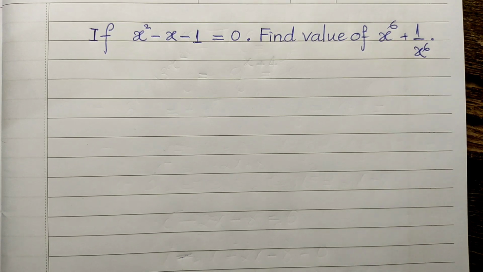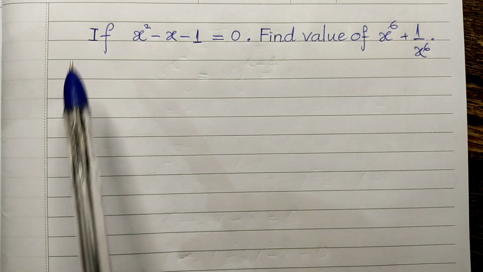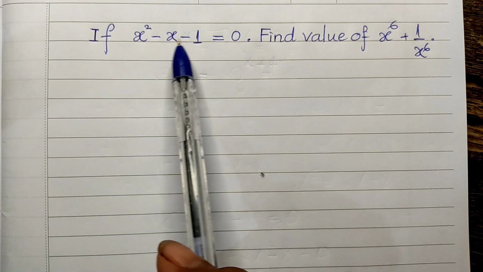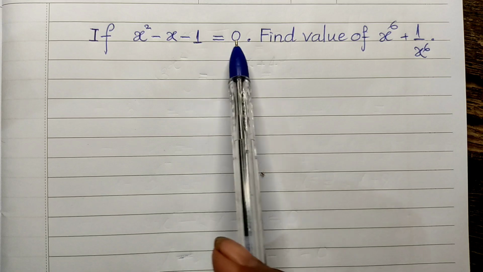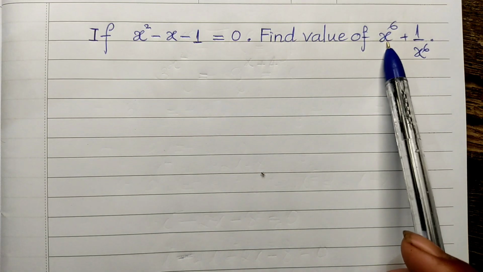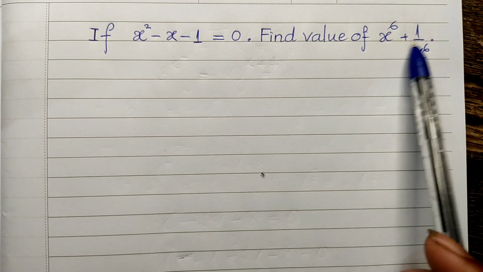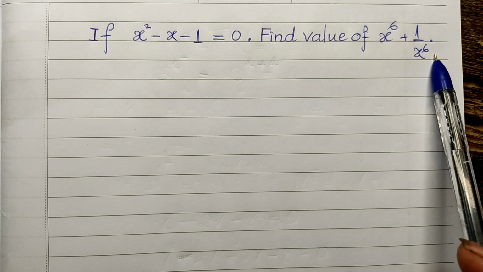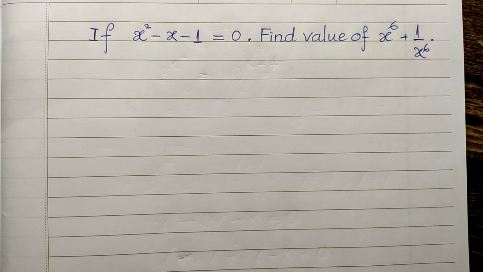Today I have one exercise on paper. If x squared minus x minus 1 equals 0, find the value of x to the power 6 plus 1 divided by x to the power 6. Do you know how to solve this? If you know, please do it. When you have done it, please come back to watch my video from beginning to end to verify your solution.